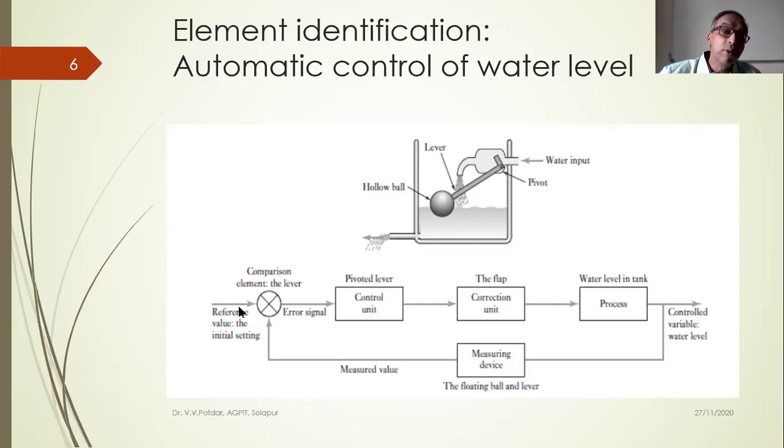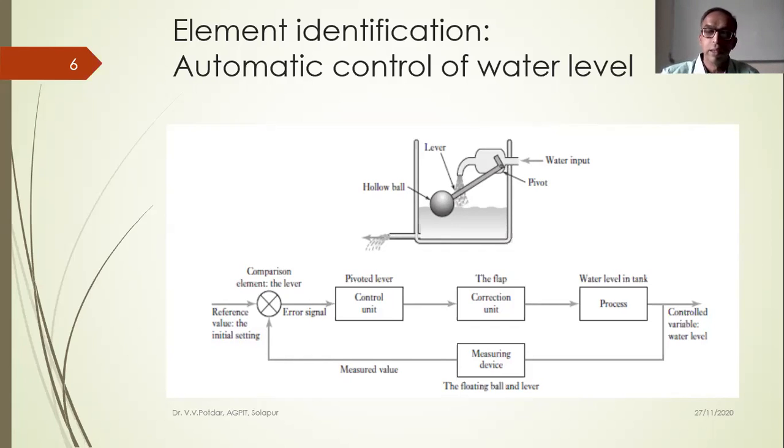Now, reference value: the initial setting of the valve. Whatever is the initial setting, I'll lift the valve. Maybe I want to have this level, and I'll be setting my valve opening accordingly. So let us say, for example, 2 meters is the water level I want to maintain constantly. So I'll take this float valve here at 2 meters. What I do at that time is adjust the valve to be closed.